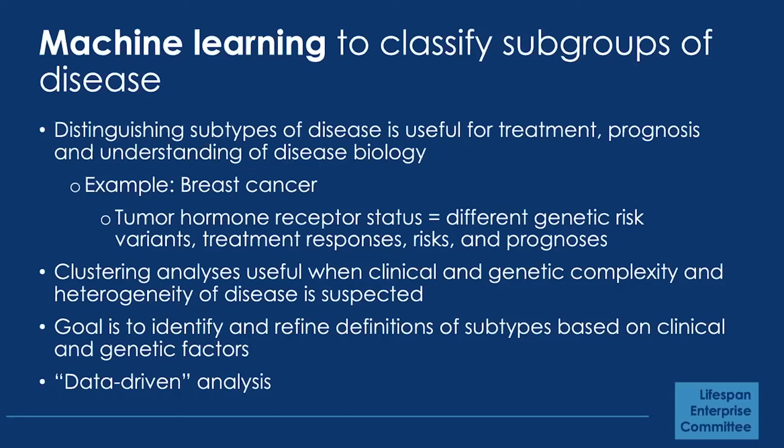And we can use something like clustering analysis when clinical and genetic complexity and heterogeneity of disease is suspected. The goal is really to identify and refine definitions of subtypes based on clinical and genetic factors. And this is really a data-driven analysis and hypothesis generating.